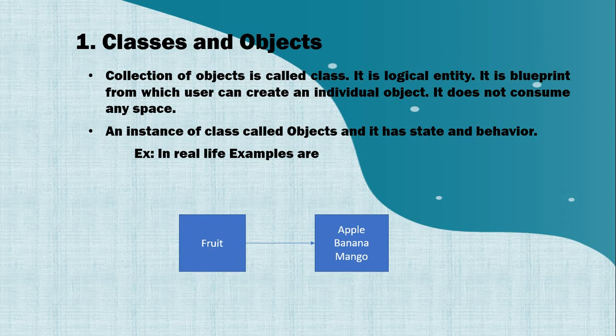Next, what is an object? An object is an instance of the class and it has a state and behavior. A class is a collection of objects, considered a blueprint from which the user can create objects. A real life example: consider fruit as a class, then various objects are apple, banana, mango. In day to day life we see fruit; fruit is a class, and apple, banana, mango are objects of the class.